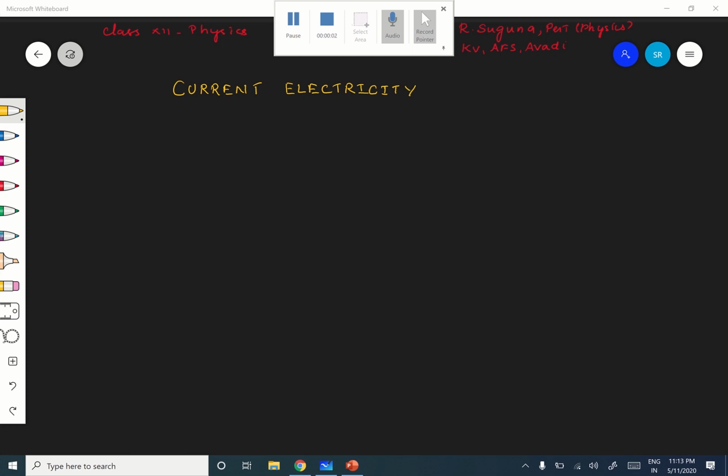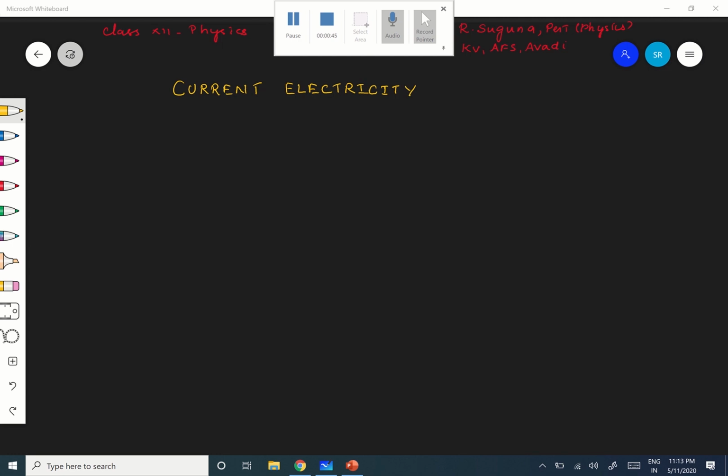Hi children, today we are entering into a very new topic, the new unit, current electricity. For the past one month, we were dealing with electrostatics, where you have studied the various properties of charges at rest, static electricity. But in day-to-day life, most of the practical applications of electricity involve charges in motion.